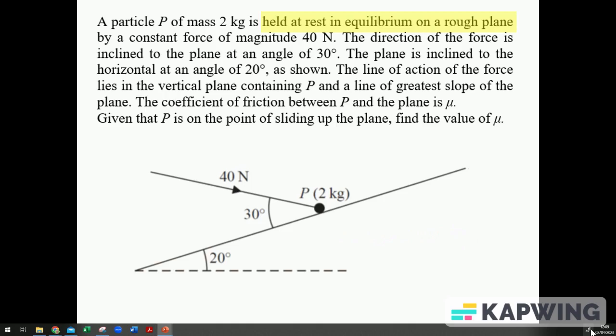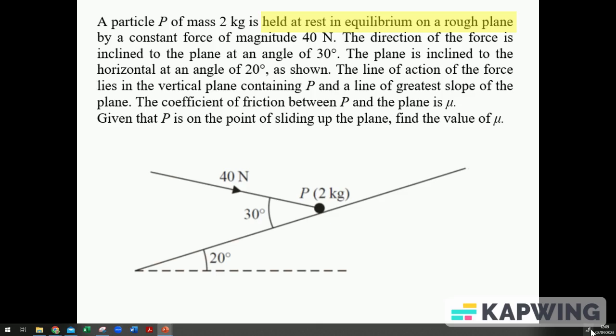The line of action of the force lies in the vertical plane containing P and the line of greatest slope. You don't need to worry about that line. It just means it's going straight up the plane. It's pushing it right up the steepest part. So we can use those angles.